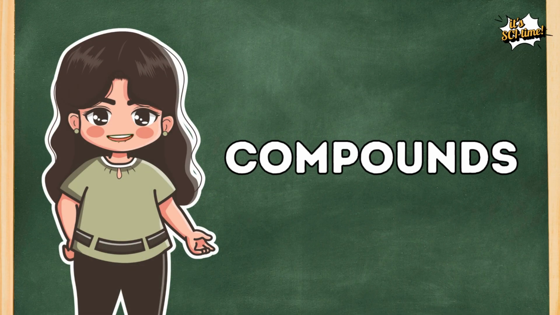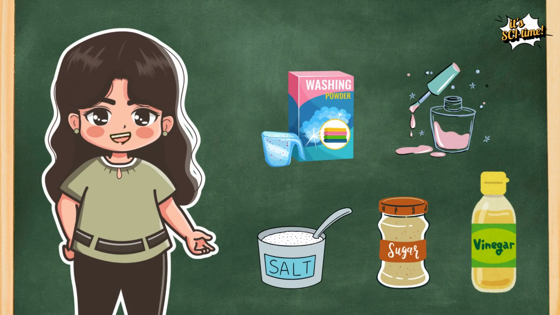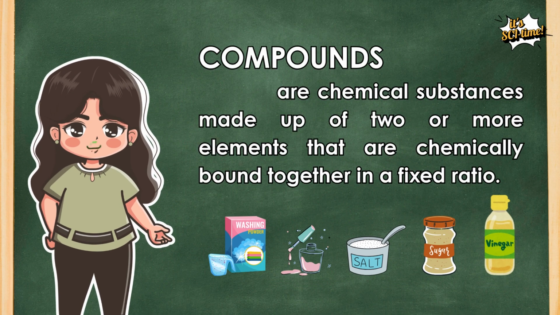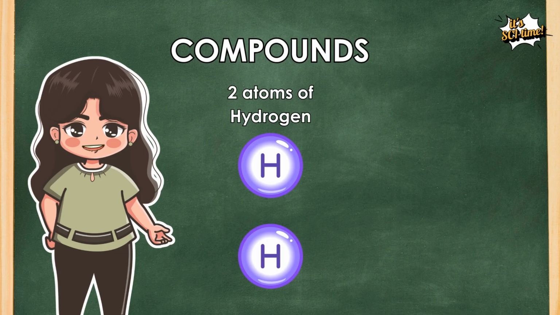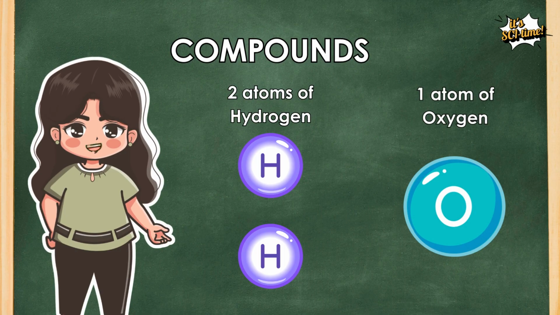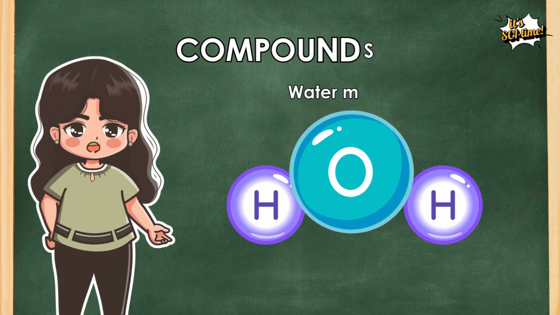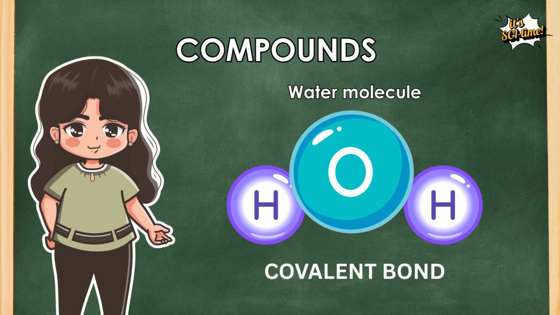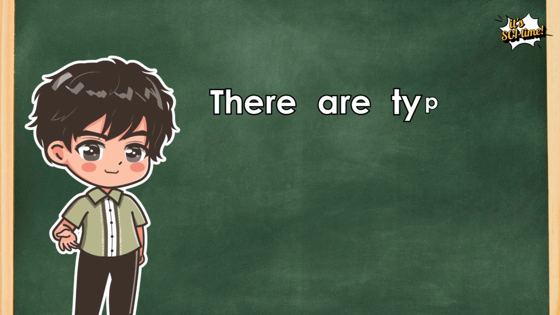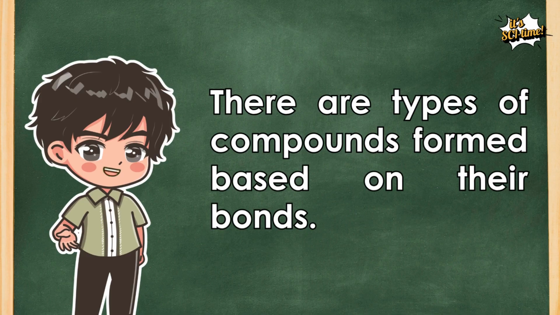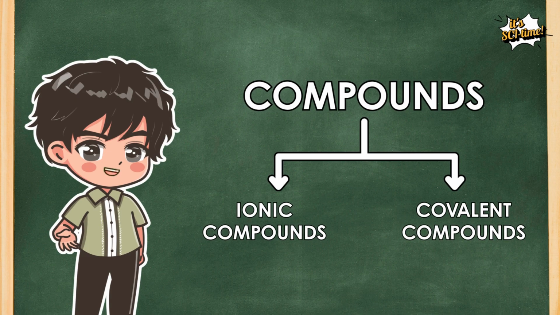Compounds. In our everyday lives, we cannot deny the fact that we encounter different forms of compounds. So what are compounds? These are chemical substances made up of two or more elements that are chemically bound together in a fixed ratio. This just means that when two hydrogen atoms and one oxygen atom combine through what we call a covalent bond, a water molecule is formed. There are types of compounds formed based on their bonds. We have the ionic compounds and the covalent compounds.